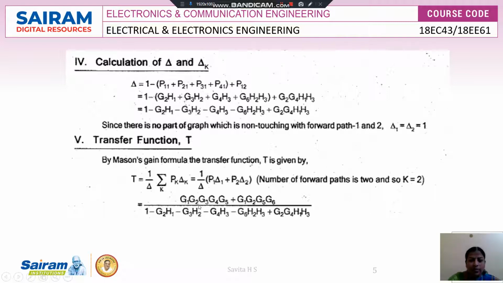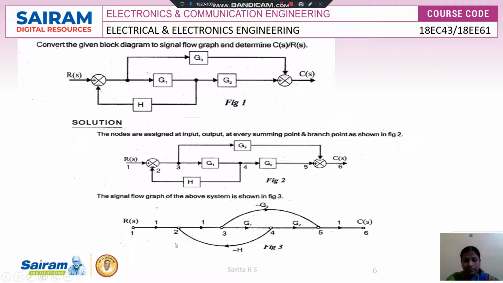So it is G1, G2, G3, G4, G5 plus G1, G2, G6, G5 divided by the total delta value. The delta value we already calculated; we'll substitute here: 1 minus G2H1 minus G3H2 minus G4H3 minus G6H2H3 plus G2G4H1H3. So this is the transfer function.